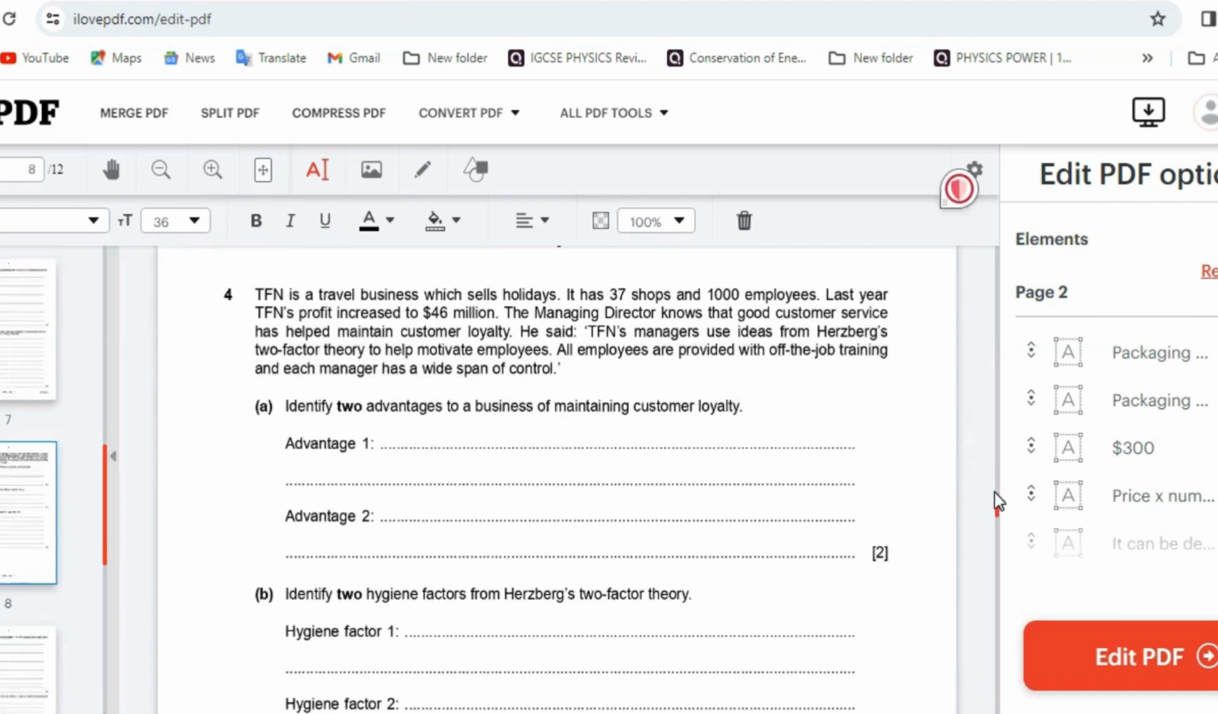Okay, we have question number 4 here. Question number 4, we also have a little appendix here. Let's try and read.